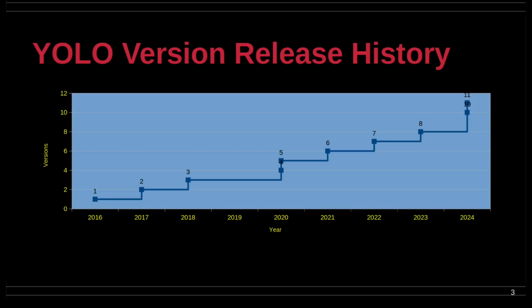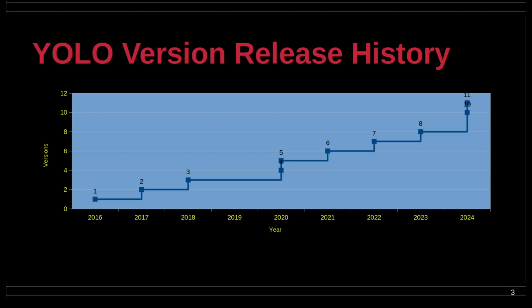YOLO V2 in 2017 introduced improvements like anchor boxes, multi-scale training, and higher resolution input images. It significantly improved accuracy and detection speed. YOLO V3 in 2018 utilized feature pyramid networks, FPN, to predict detections at multiple scales. There were further enhanced accuracy and speed.